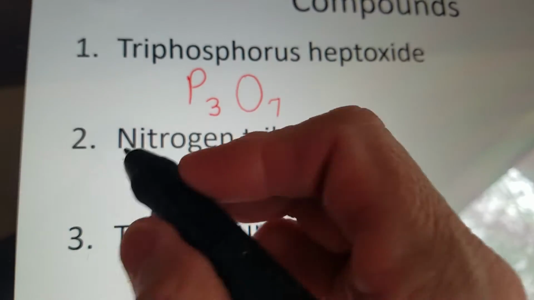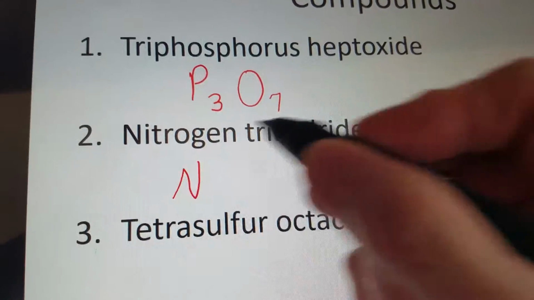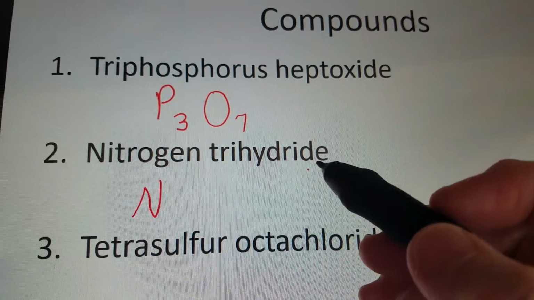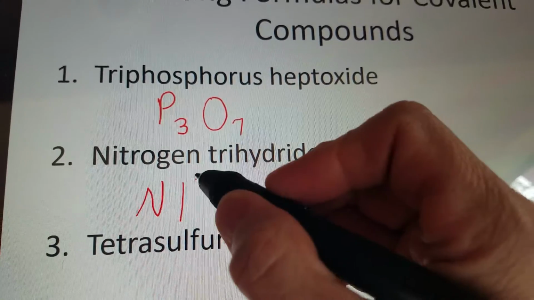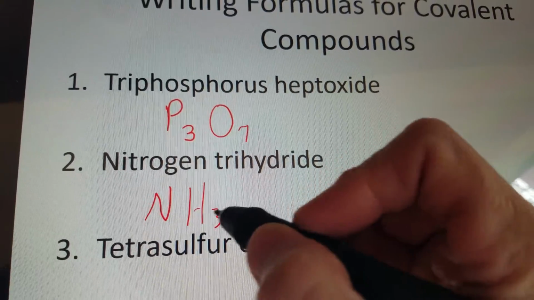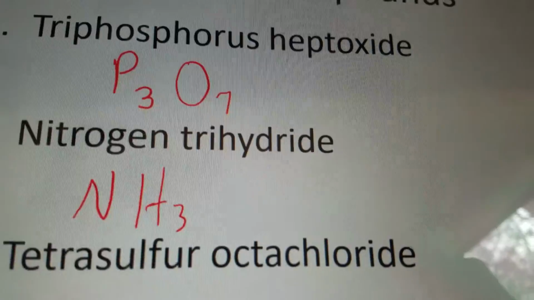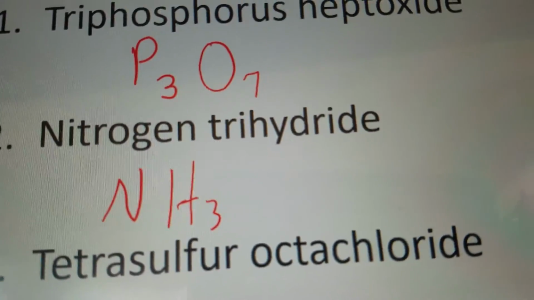Since it doesn't have a prefix, that means you just have 1 of them. With the trihydride, the hydride is hydrogen. The tri tells me that I'll have 3 of them, and this would be the formula for this compound. Now this one does exist, and this is more commonly known as ammonia.